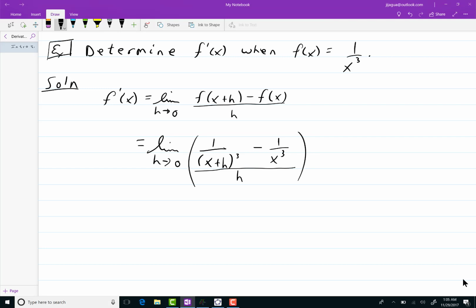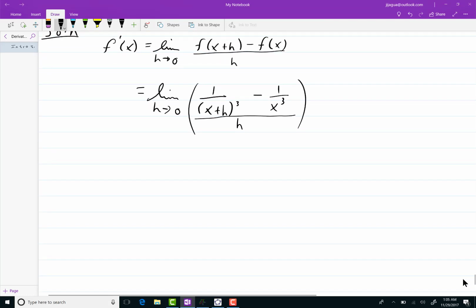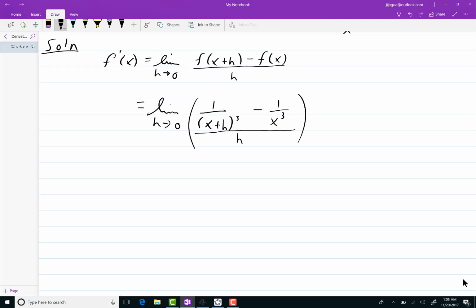Well, what I'm going to do in the numerator is get a common denominator. The easiest way to do that is this cross-multiplying scheme. You take this times this, then this times this, and the denominator is x plus h cubed times x cubed. So I'll have x cubed minus x plus h cubed all over x plus h cubed times x cubed, and all of that is divided by h.